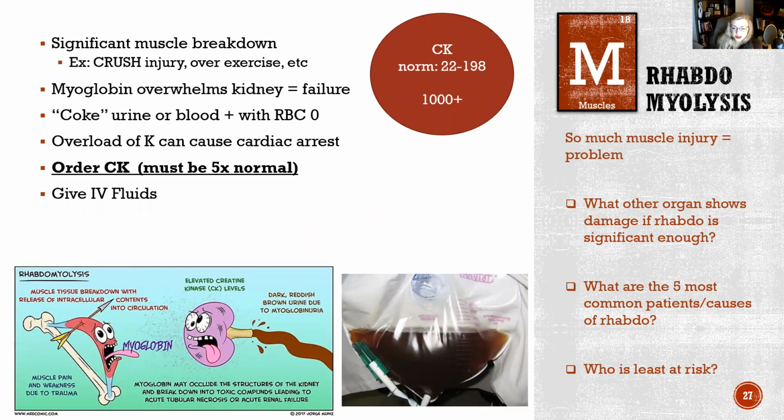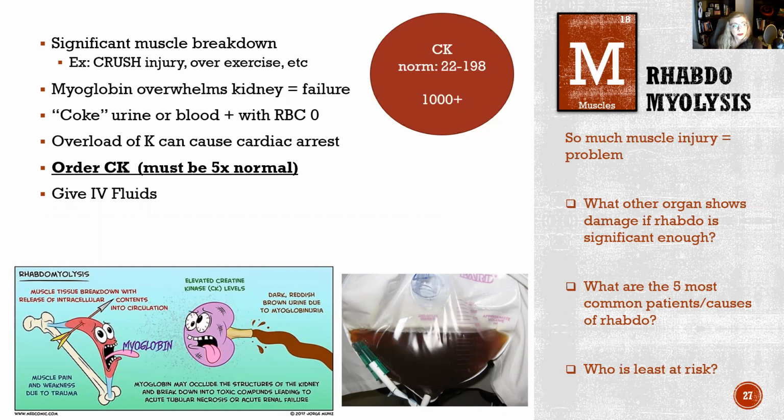So they may require hydration, or they may have been running a whole lot, or they may just be older. Remember that myoglobin, which is what we're looking for, that's that muscle breakdown product, is going to overwhelm the kidney to the point of failure. That is the definition of rhabdomyolysis. It's not a simple CK of 500. Again, it's got to be 5 times the normal to be true rhabdo. I have seen true rhabdo that has caused liver failure as well as kidney failure. That is always bad. Those folks need to go to the ICU.